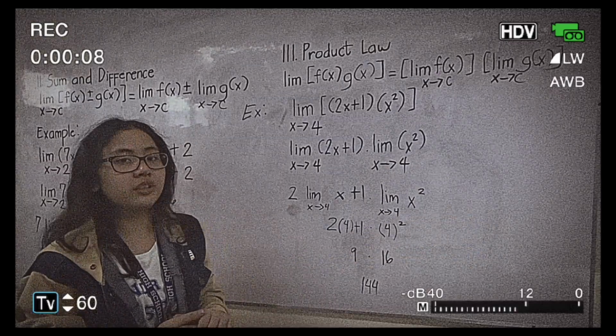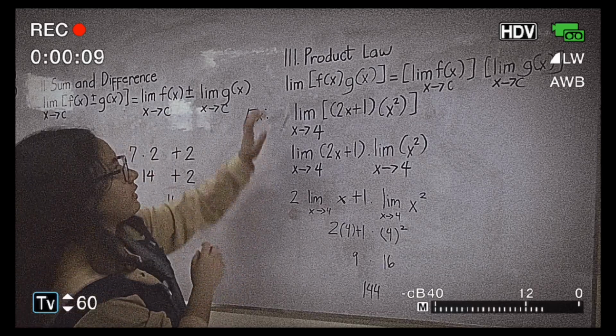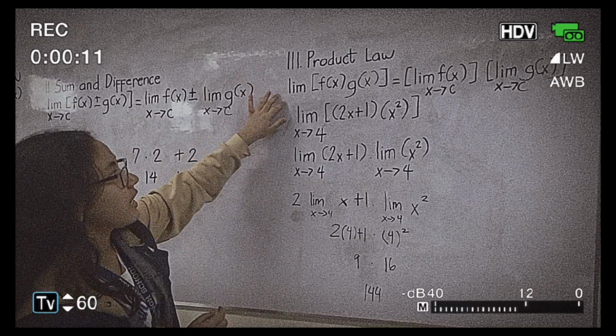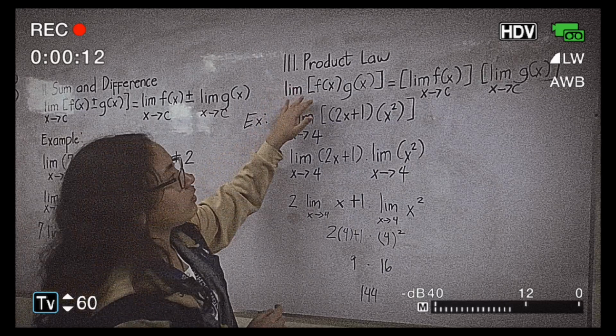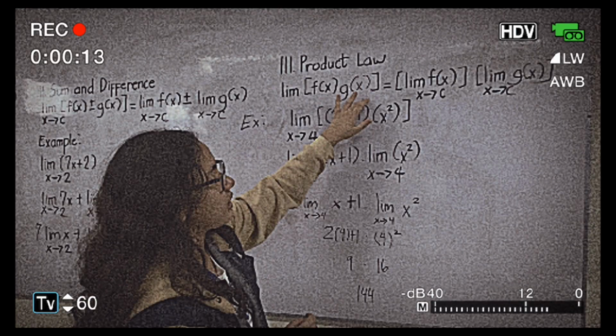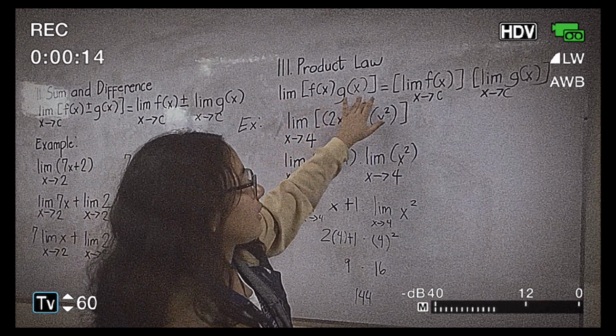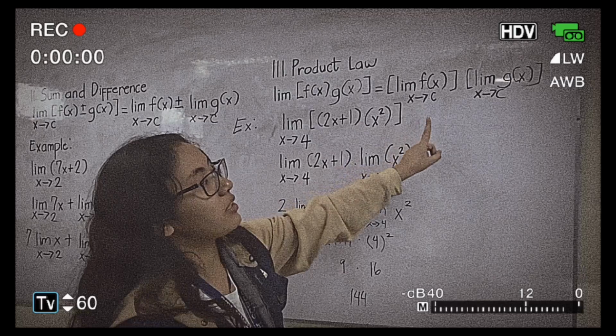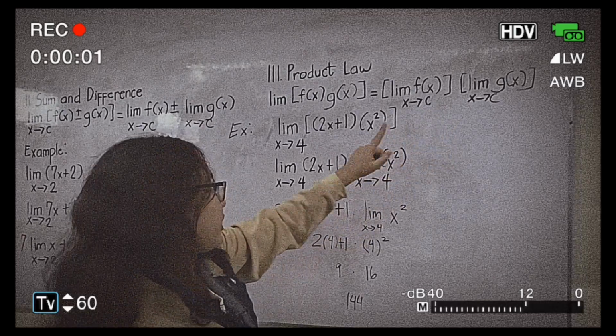So the third rule in our Theorem 1.3 is the product law, which states that the limit of f of x times g of x as x approaches c equals limit f of x as x approaches c times limit g of x as x approaches c.